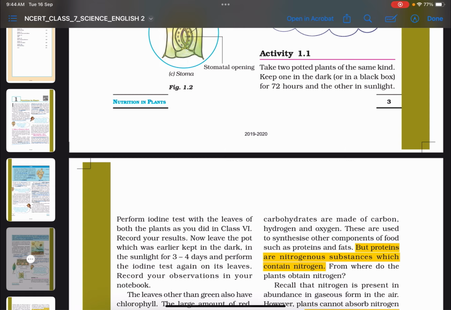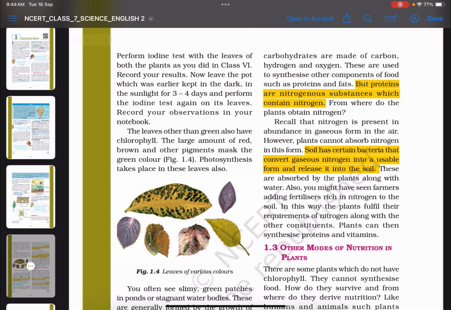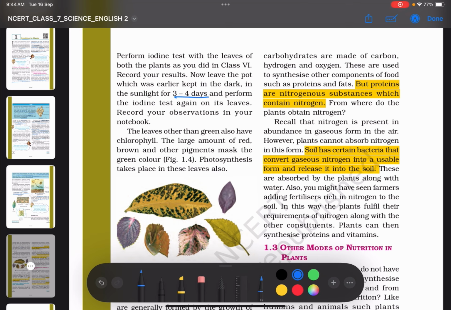Take two potted plants of the same kind. Keep one in the dark or in a black box for 72 hours and the other in sunlight. Perform the iodine test with the leaves of both plants, as you did in class 6. Record your result. Now leave the pot, which was earlier kept in the dark, in the sunlight for 3 to 4 days and perform the iodine test again on its leaves. Record your observations in your notebook.